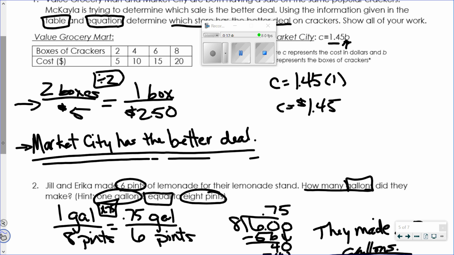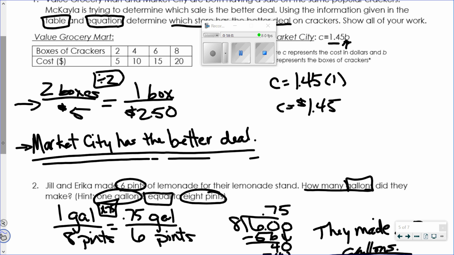So if you don't show any work, if you just write an answer with no support, sorry. Now, I will add a caveat. Is breaking it down to one box the only way to solve this? No. You guys remember when we were doing charts and equations and stuff earlier? What did I say is the easiest way to do a comparison? Find the same number, right?